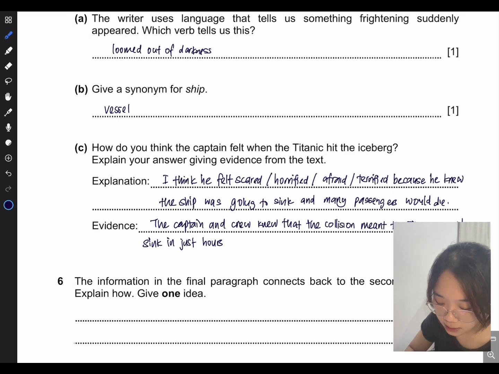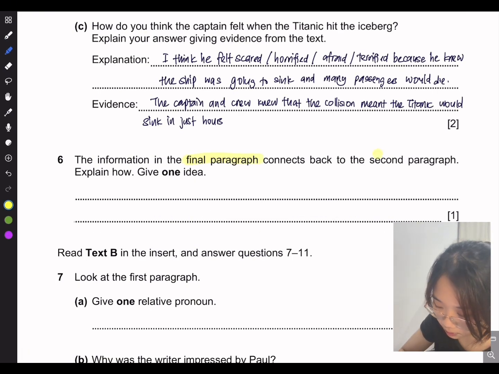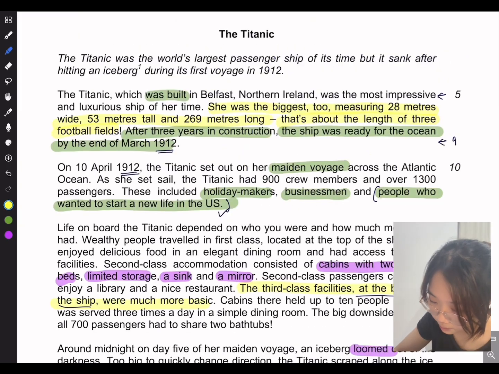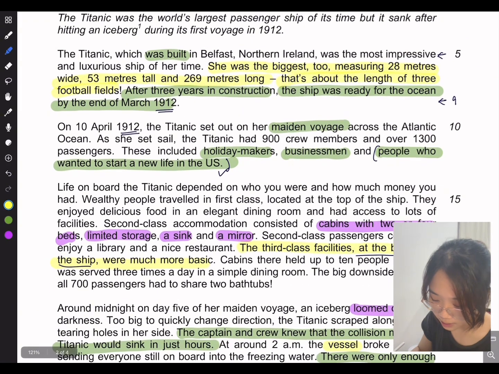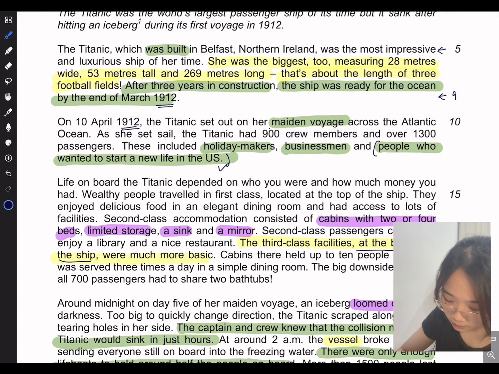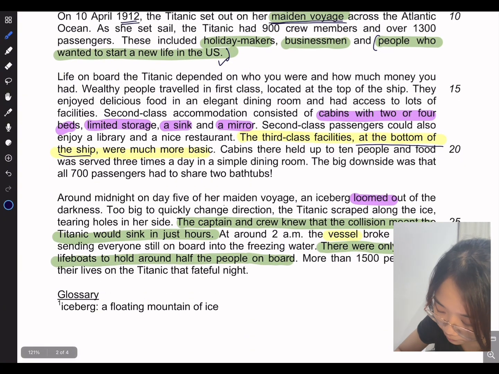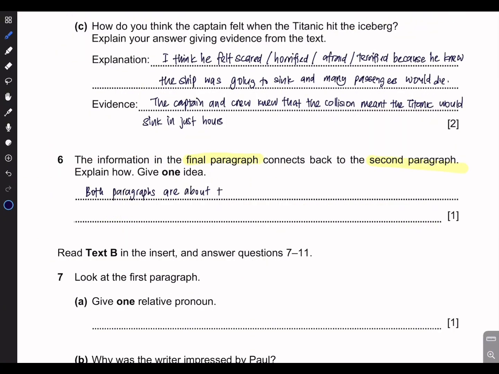Okay, so question 6, the information in the final paragraph connects back to the second paragraph. As you can see here, the second paragraph talks about the Titanic's maiden voyage. Same goes for the last paragraph, maiden voyage.